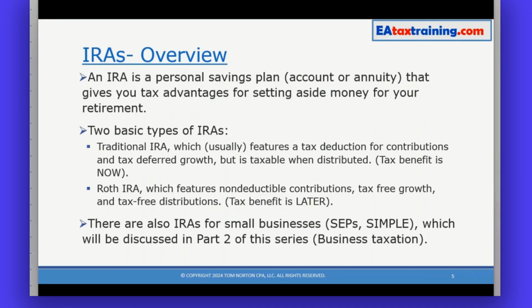There are also IRAs for small businesses. There are SEPs. A SEP is a simplified employee pension plan. And then there's a SIMPLE, which is a savings incentive match plan for employees. We will go more into depth on these in part 2 of this series when we talk about business taxation. But just know that those are types of IRAs. And so most of the rules you're going to learn today about traditional and Roth IRAs will also apply to SEPs and SIMPLEs.